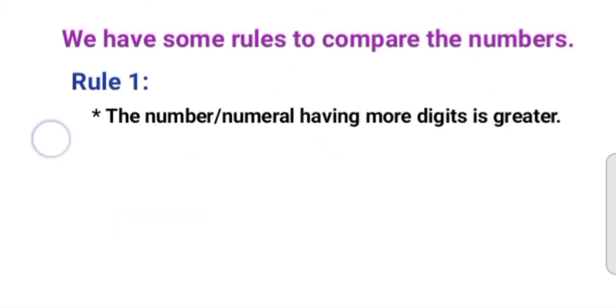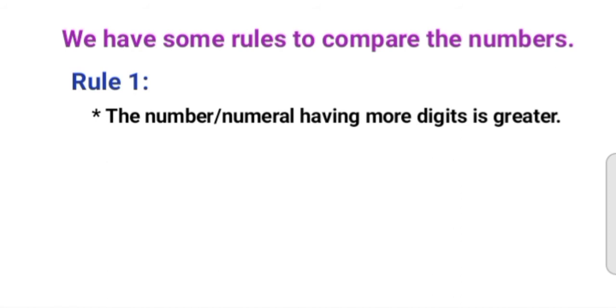We have some rules to compare numbers. Rule 1: the number or numeral having more digits is greater. So when we are comparing two numbers, definitely we need two numbers, isn't it?